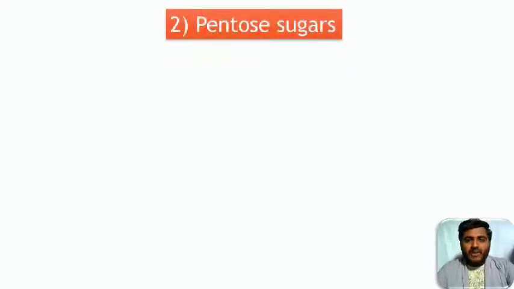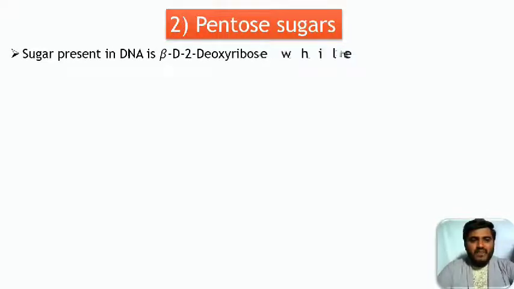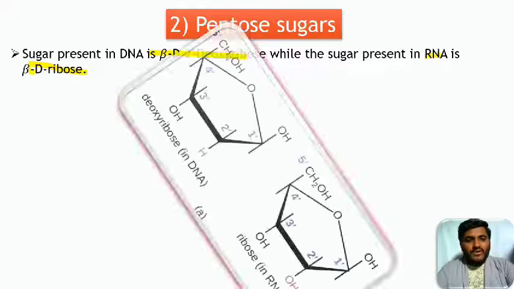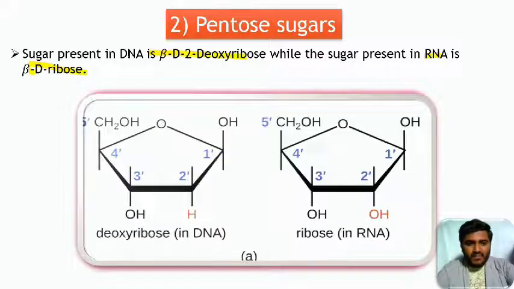Now we will study pentose sugar, the second component of nucleic acid. So the sugar present in DNA is beta D 2-deoxyribose, while the sugar present in RNA is beta D ribose. So in DNA, beta D 2-deoxyribose is there. In RNA, beta D ribose is there. So how do we locate them? Look here. Deoxyribose.